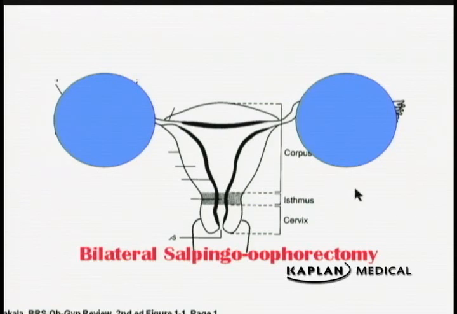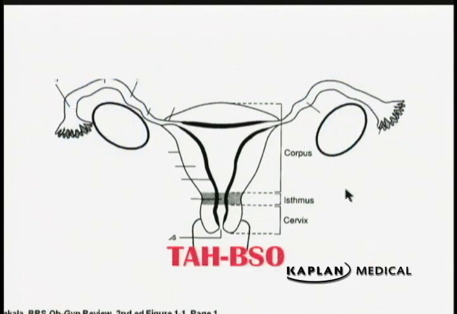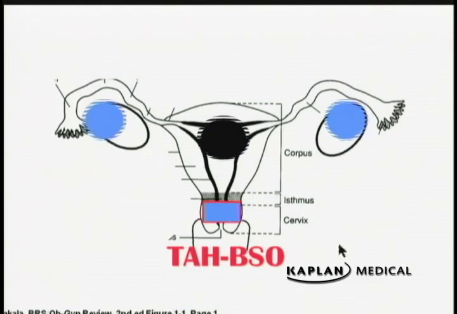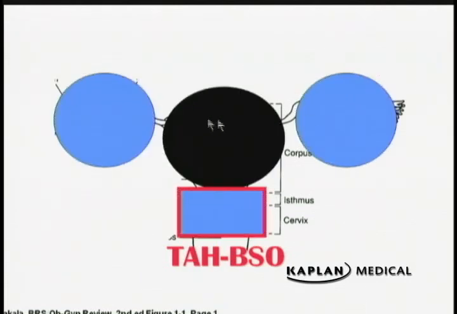If we do a total abdominal hysterectomy, bilateral salpingo-oophorectomy, and this is done with all endometrial carcinomas, what we will do is remove both tubes and ovaries, the corpus of the uterus, and the cervix. And this is total abdominal hysterectomy, bilateral salpingo-oophorectomy, and this can be abbreviated to TAH-BSO. You'll hear me talking about that as we go through the chapters.